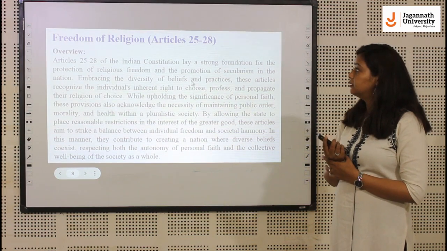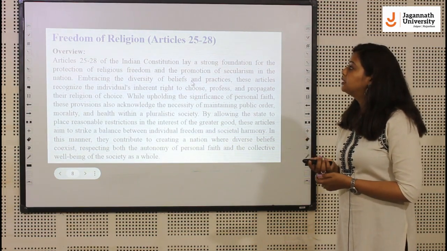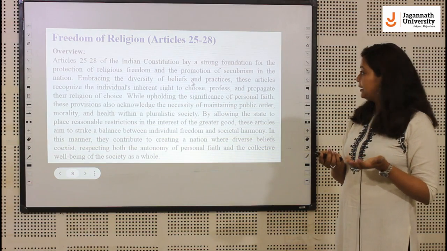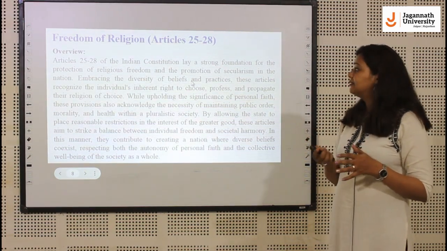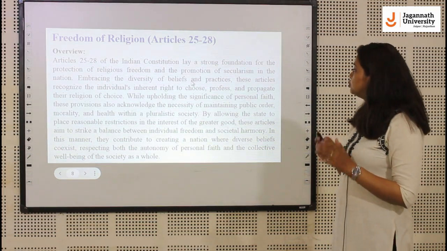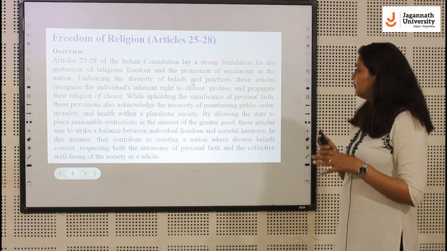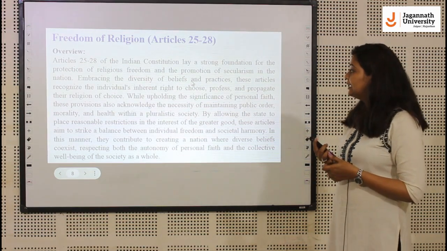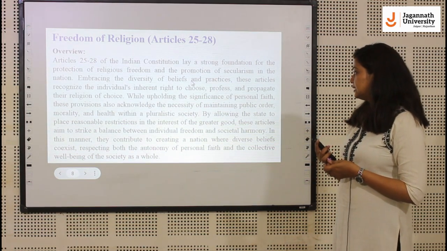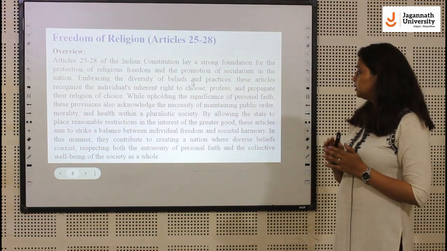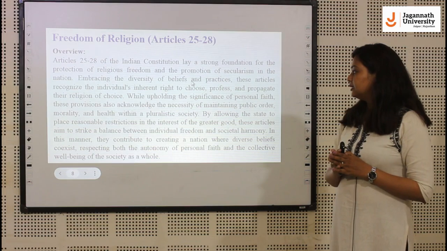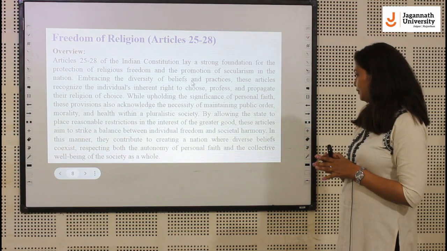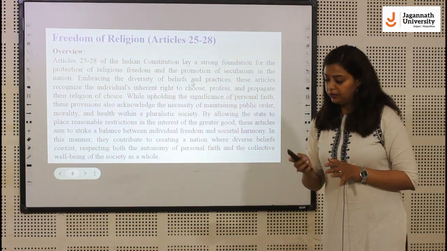So next is Article 25 to 28, which talks about the freedom of religion, where our country is a secular country where every person has diverse beliefs and practices. These articles recognize the individual's inherent right to choose, profess, and propagate the religion of their choice. While upholding the significance of personal faith, these provisions acknowledge the necessity of maintaining public order, morality, and health within a pluralistic society, by striking a balance between individual freedom and societal harmony. In this manner, they contribute to creating a nation where diverse beliefs coexist, representing both the autonomy of personal faith and the collective well-being of society as a whole.